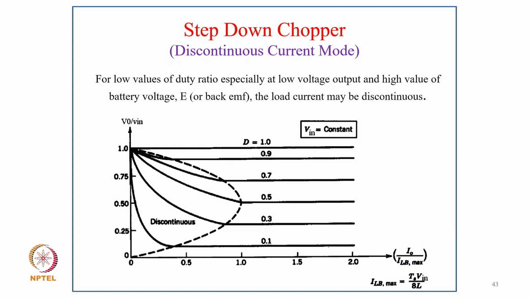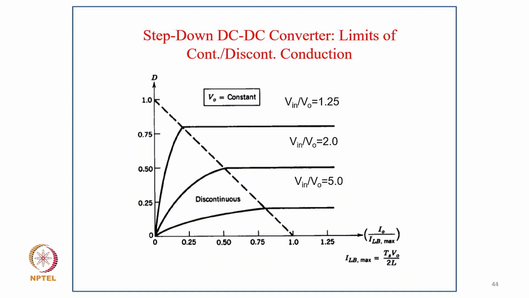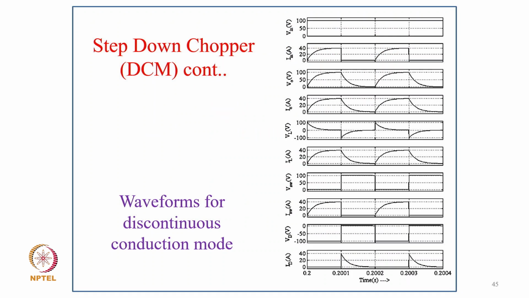I mean, as a function of the V upon V ratio and the I upon I LB max, for the constant input voltage. So there is a boundary for how it goes into the discontinuous condition. For the other region it remains continuous. And again, if the output voltage is constant, the chances of discontinuity, as a function of the ratio of input to output voltage, again depend on the inductor maximum current.